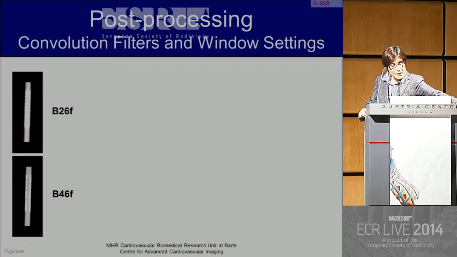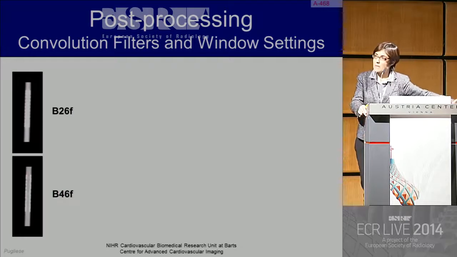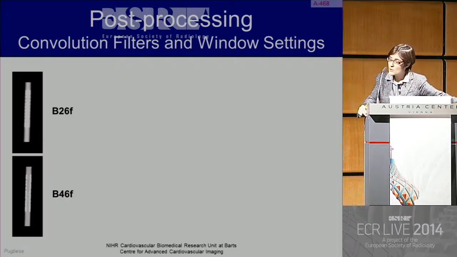I think we need to spend a word on post-processing. This is quite important. When you have acquired your scan and you're about to reconstruct your pictures, let's imagine you have a patient with a stent implanted, or let's imagine you have some calcification in your vessel wall. You can reconstruct the dataset with your conventional cardiac CT convolution filter, which in Siemens is called B26f, and you obtain that picture.